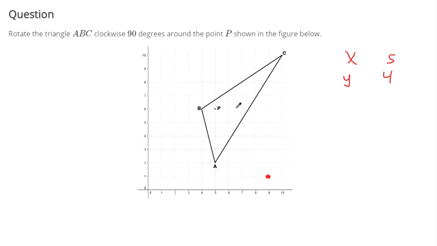Okay, and you know to go 4 to the right and not 4 to the left, because 4 to the left would start looking like a 180-degree rotation, right?